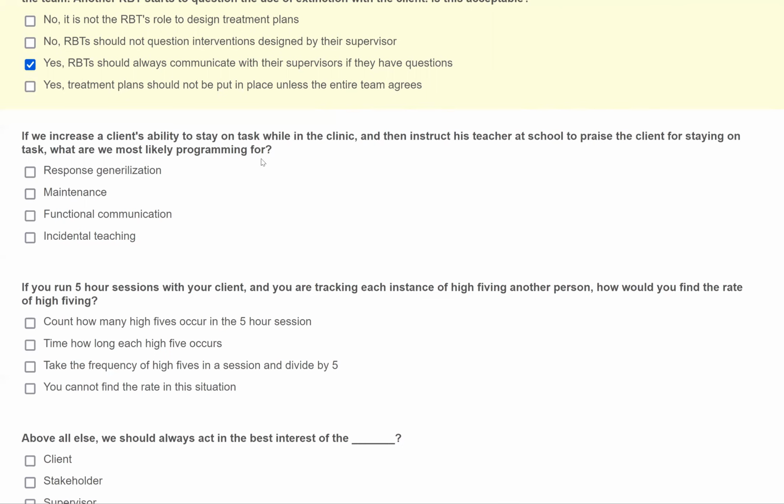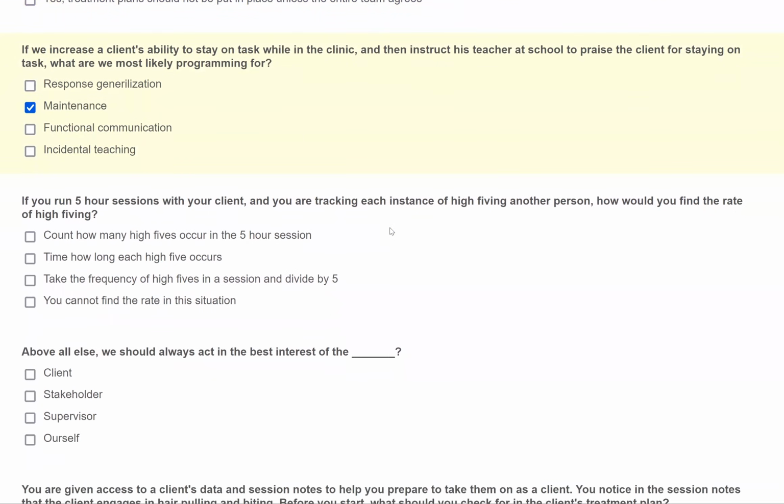C, functional communication. We are not examining functional communication in this client. You can eliminate that. And then D, incidental teaching. Incidental teaching is what? It's naturally occurring teaching. We're not naturally teaching here. We're doing all our teaching in the clinic. We're just trying to get this skill maintained to the classroom by having his teacher deliver him reinforcement for engaging in the skill. So what are we most likely programming for? B, maintenance.